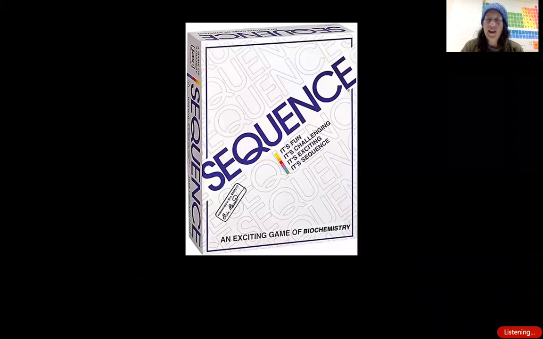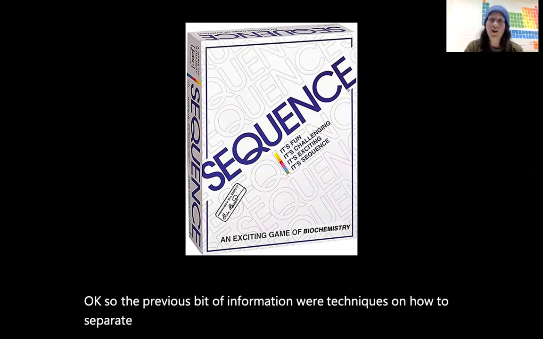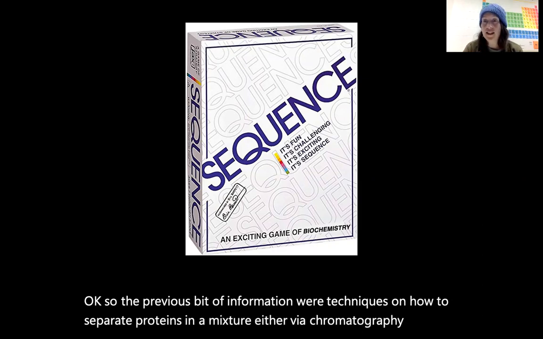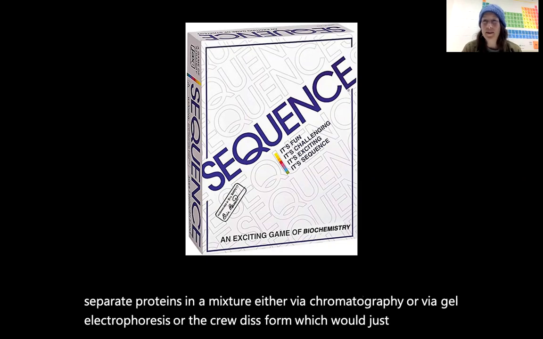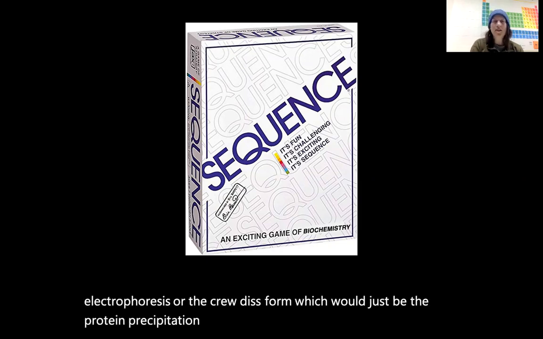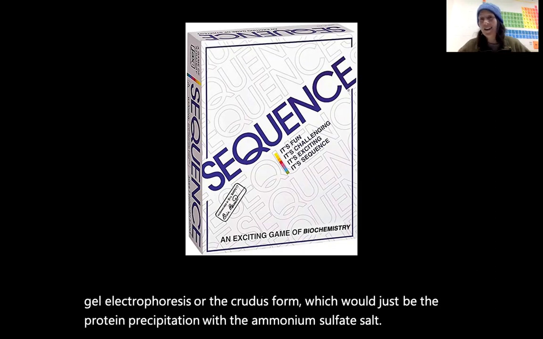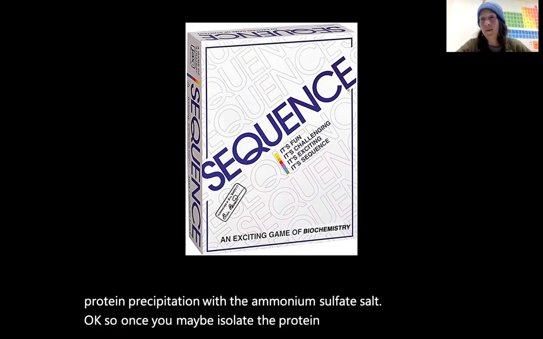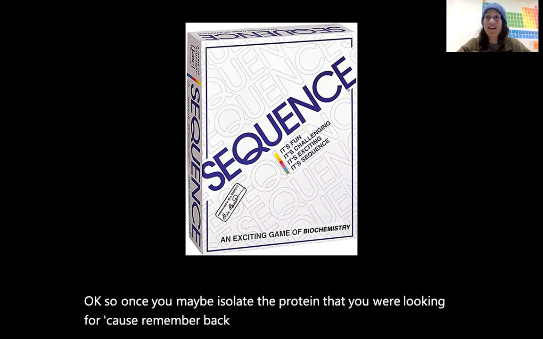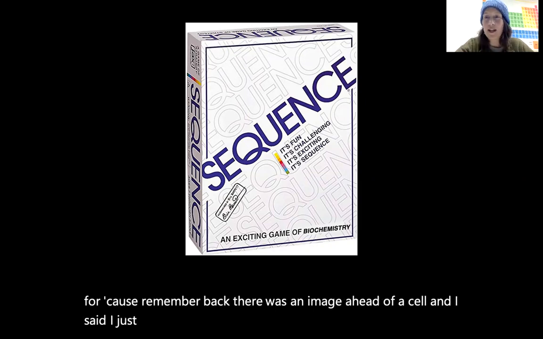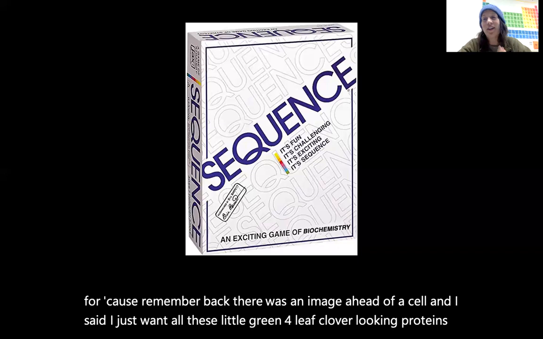So the previous bit of information were techniques on how to separate proteins in a mixture, either via chromatography, or via gel electrophoresis, or the crudest form, which would just be the protein precipitation with the ammonium sulfate salt. Okay, so once you maybe isolate the protein that you were looking for, because remember back, there was an image I had of a cell and I said, I just want all these little green 4-leaf clover looking proteins out of this whole mixture of stuff.